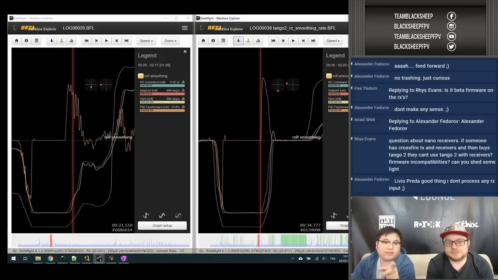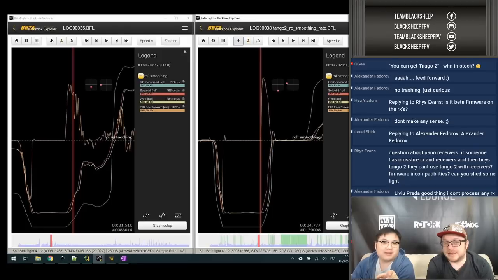Wait, so the right graph is actually Tango 2, right? Yeah, the right graph is Tango 2. The left graph is V2. CRSF V2 on the X90.